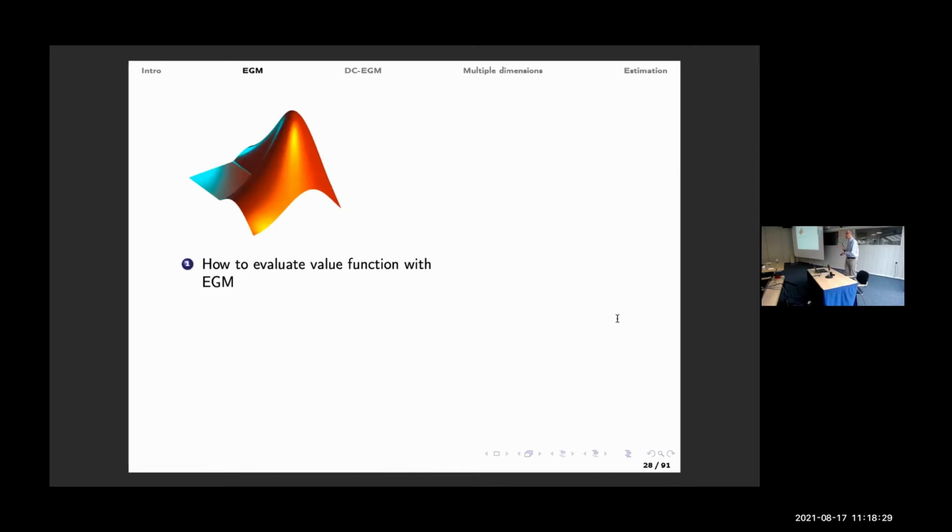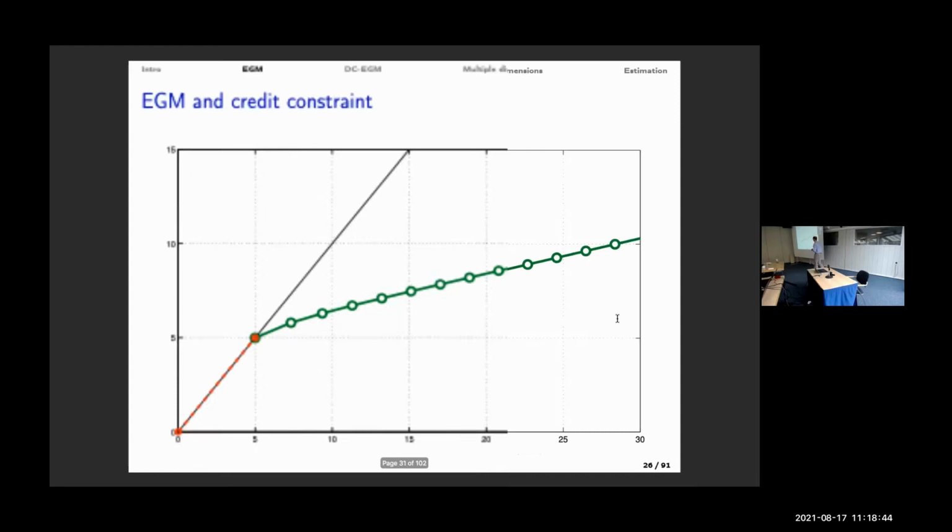There's a question of how to evaluate the value function if you're solving the model with EGM. And that's not trivial because we will use it just in a second. Well, if you know the optimal policy function, that's a pretty direct calculation. But what happens here?